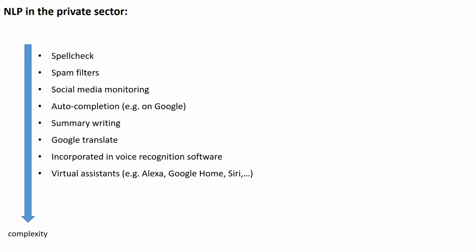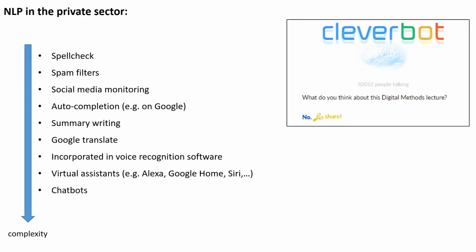It's also incorporated in other virtual assistants such as Alexa of Amazon and Google Home, and also in chatbots. Now, chatbots are a very complicated application of NLP, and most chatbots are not that clever. For example, Cleverbot Online: I asked it a question. I said, well, what do you think about this digital methods lecture? And it just said no, so it doesn't think very much, apparently.